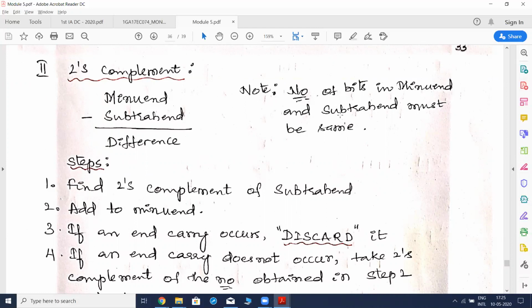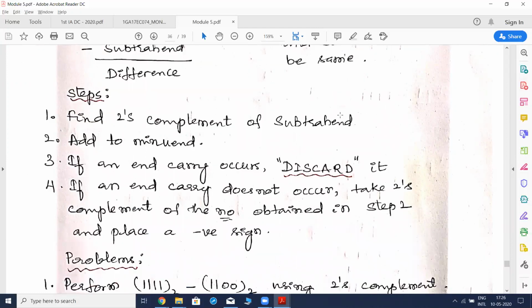In the first step, find the two's complement of the subtrahend. Once you find the two's complement of the subtrahend, the second step is to add it to the minuend. When we add it to the minuend, we get some result, and based on the result we are going to decide. First, you look at whether any carry is generated. If any carry is generated, we have to discard the carry. That is a very important thing in two's complement subtraction: we have to discard the carry.